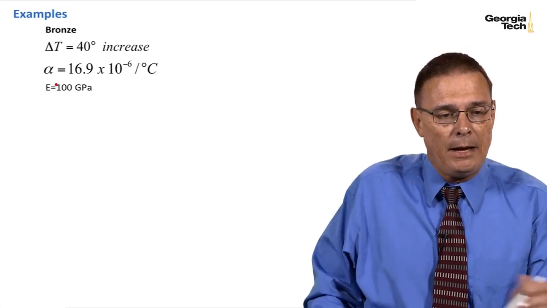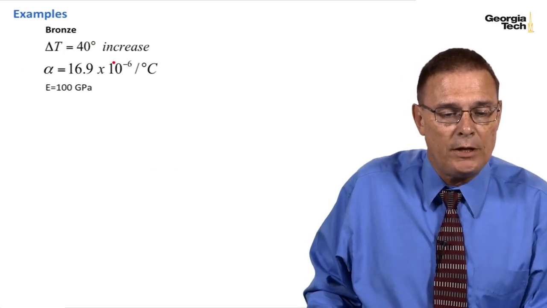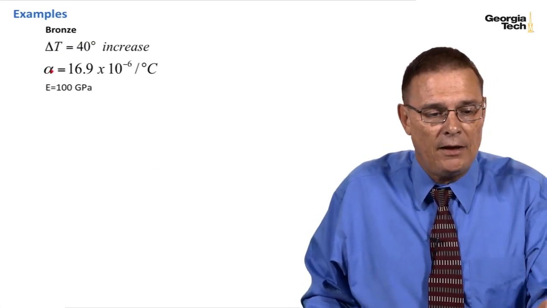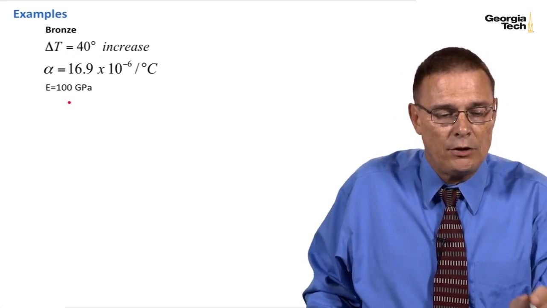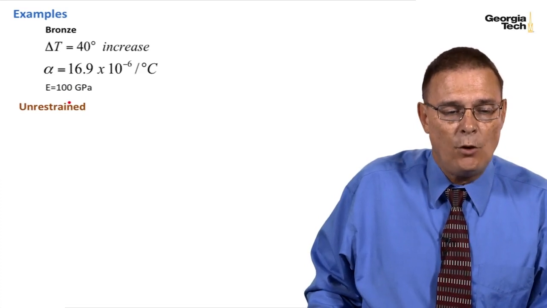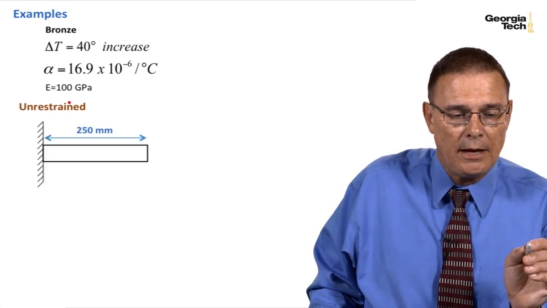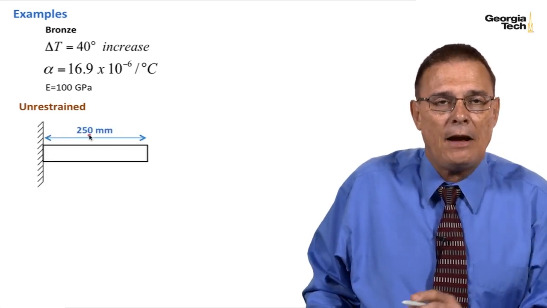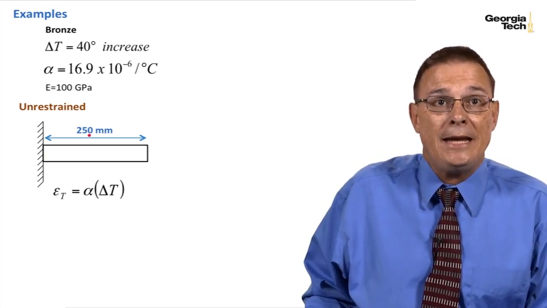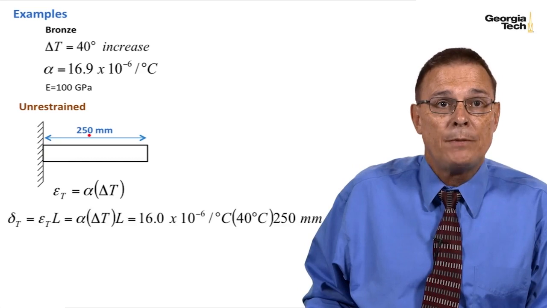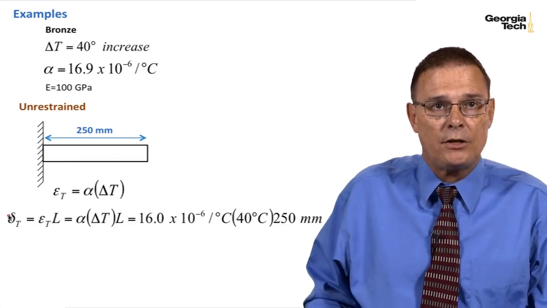Let's take a bronze member. We'll have a temperature change of 40 degrees Celsius, and this is our thermal coefficient of expansion, and we have our Young's modulus of 100 GPa. And so let's first look at this specimen in the unrestrained case, which means I'll have it have an initial length of 250, and so if we heat it up by 40 degrees, it's going to expand. And that's going to be the epsilon times the length, which gives us our deformation.